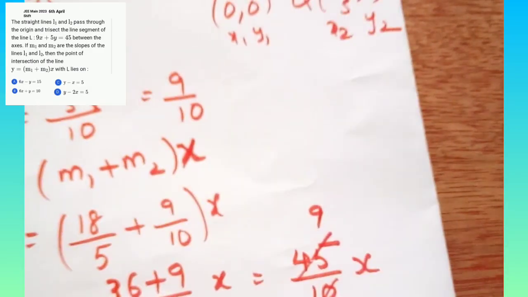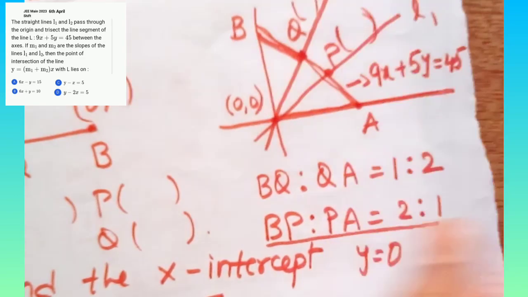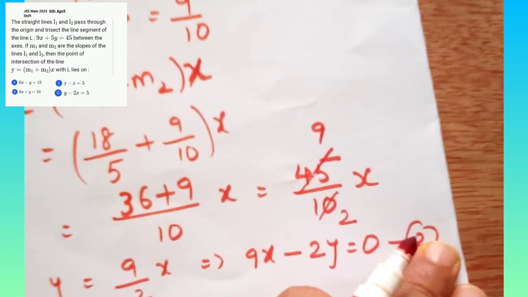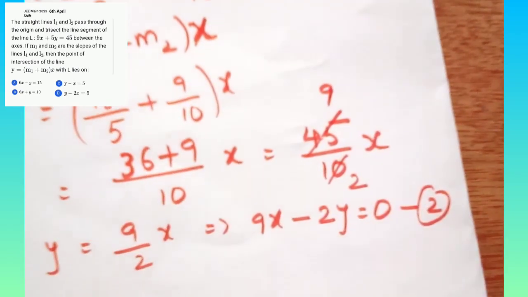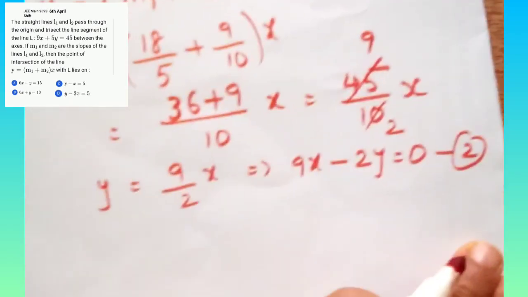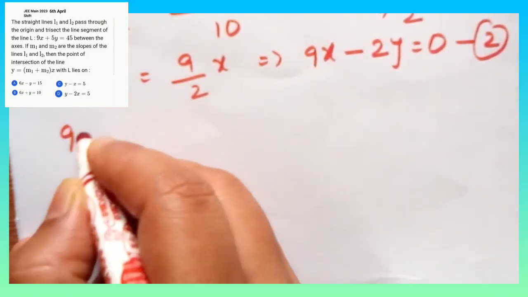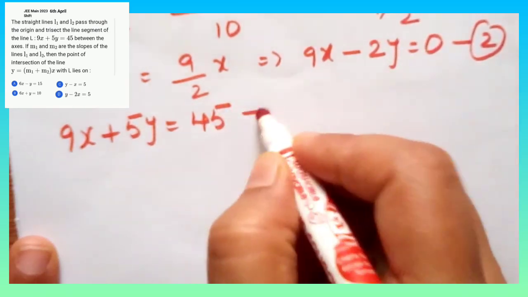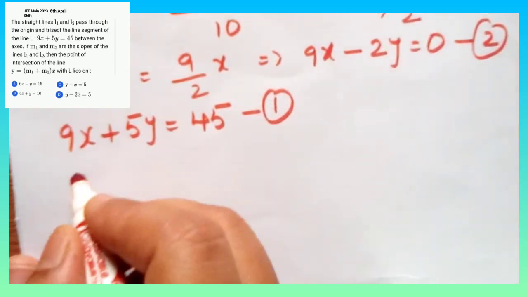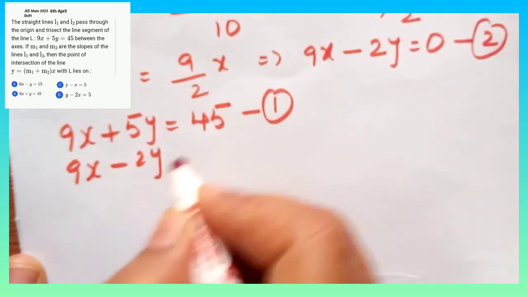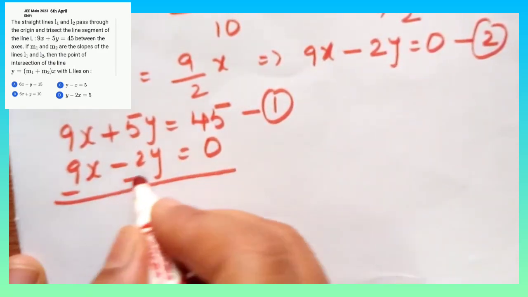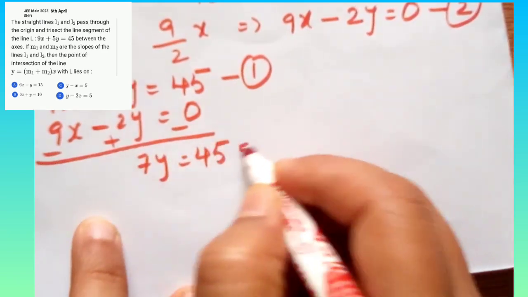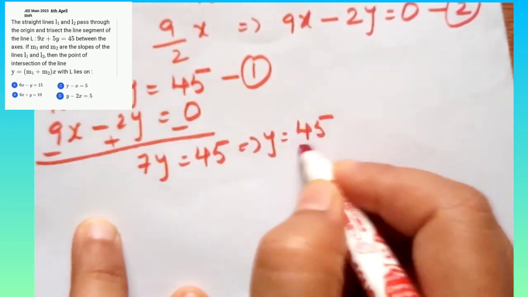And our first equation is 9x plus 5y, that is equal to 45. So using these two equations, find the x and y values. Then check which option satisfies them. So what is the first equation? 9x plus 5y, that is equal to 45. Now I am taking the second equation, 9x minus 2y, that is equal to 0. Subtract. So this is 7y, that is equal to 45. So y value is 45 by 7.